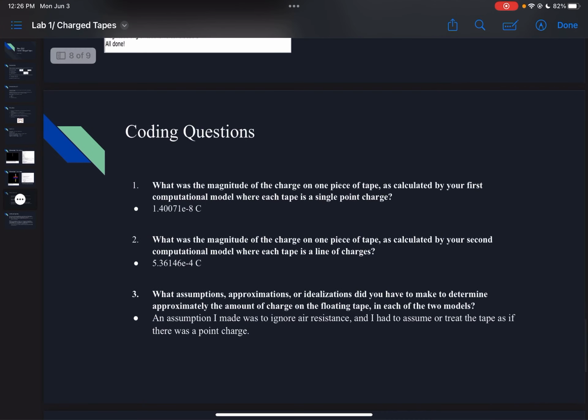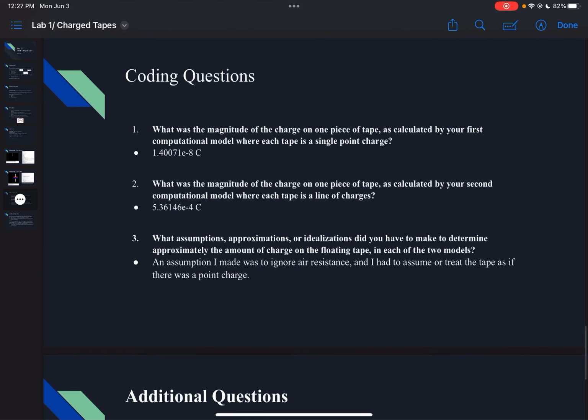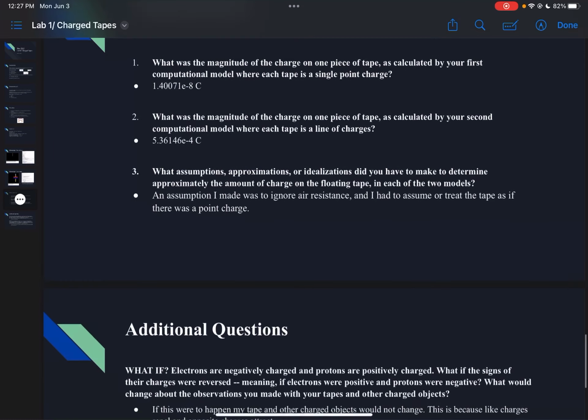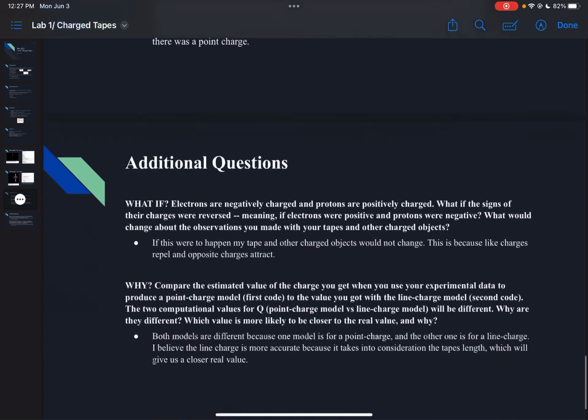Coding questions. The magnitude of the charge of one piece of tape for my first computational model was 1.4 E to the negative 8 coulombs. The magnitude of the charge by my second computational model was 5.36 E to the negative 4 coulombs. An assumption I made was to ignore air resistance, and I had to treat the tape as if it were a point charge.